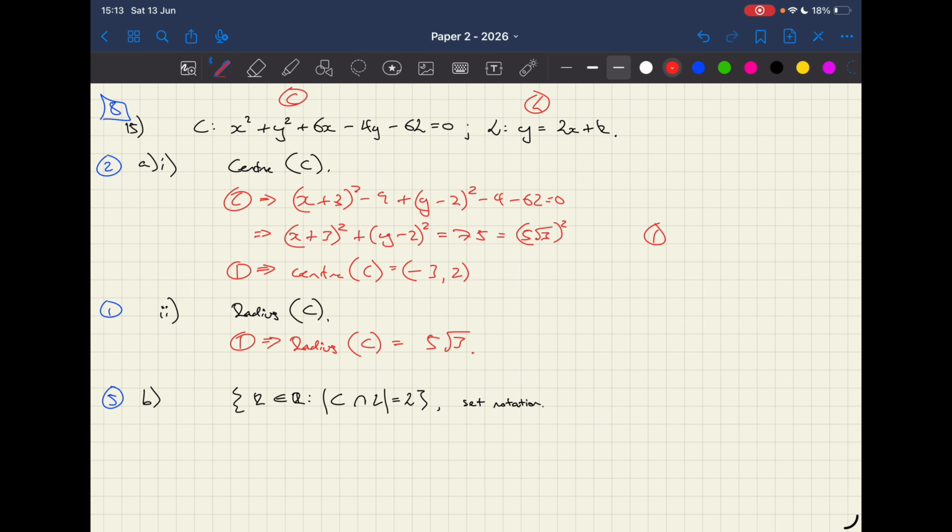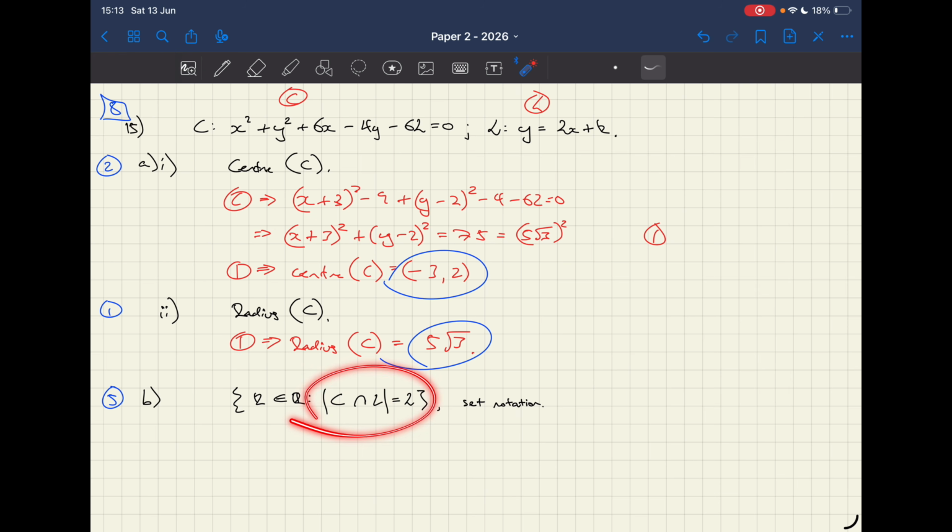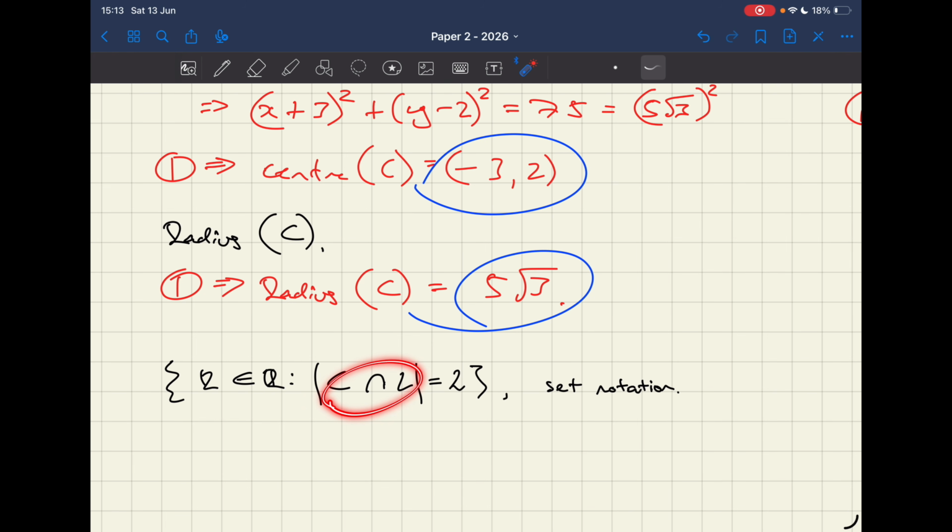Beautiful. Let's check the mark scheme. Is that good? 5 root 3 and minus 3, 2. Wonderful. Lovely. Last question then in the whole paper. We want to find the intersection points, and the set of those given that we have 2 intersections. Find the range of values for that thing. Let me rephrase that: range of values for k such that the number of intersections is 2.